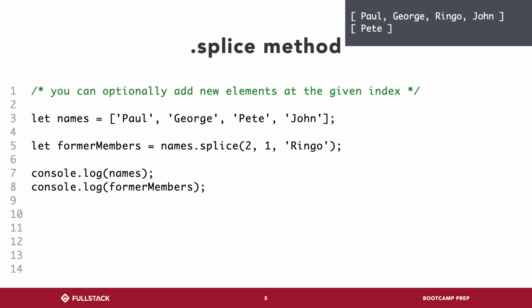But if we console log names, we see that Ringo is where Pete used to be. Because Ringo is going to be put in at index 2, 0, 1, Ringo. Does that make sense? Any questions about splice? No? Cool.